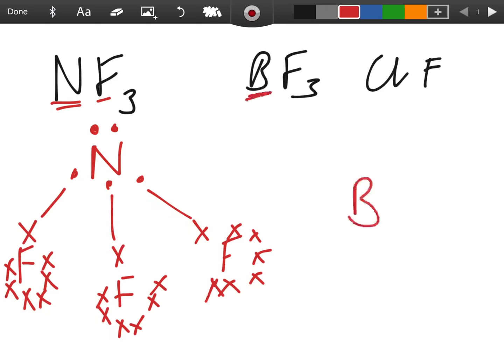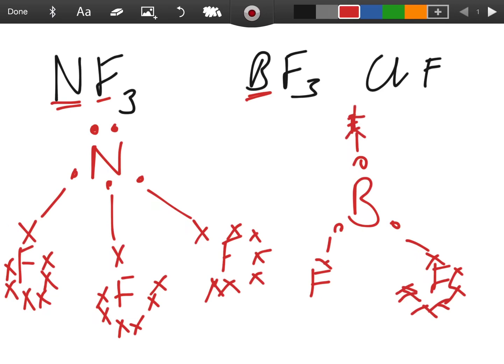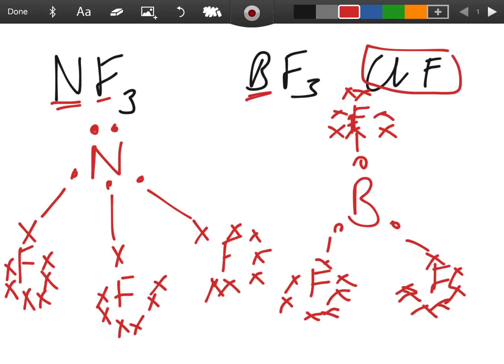Boron trichloride. Boron is in group 3. So boron has 1, 2, 3. And again, you're going to have to draw 3 fluorines. And remember that fluorine is in group 7. So you have to draw 7 electrons around the outer shells of the fluorines like so. Okay. And then lastly, they ask you to draw CLF. I'll draw that in 1 second.